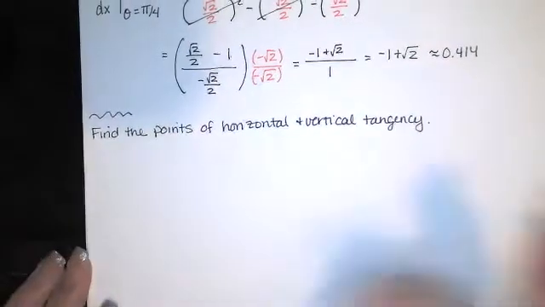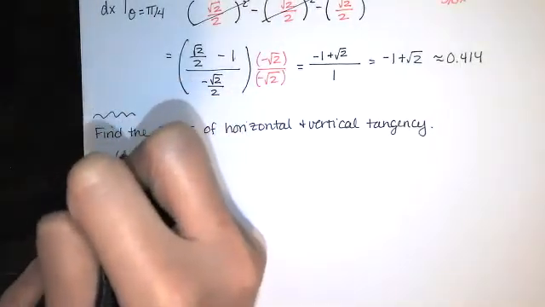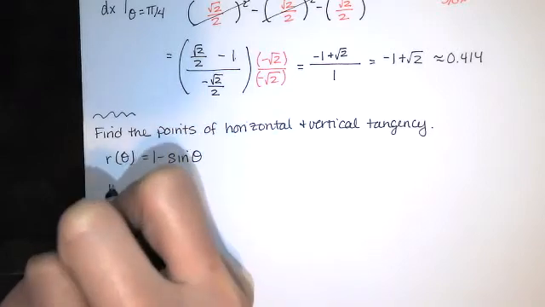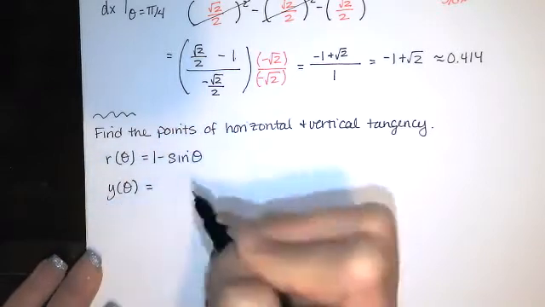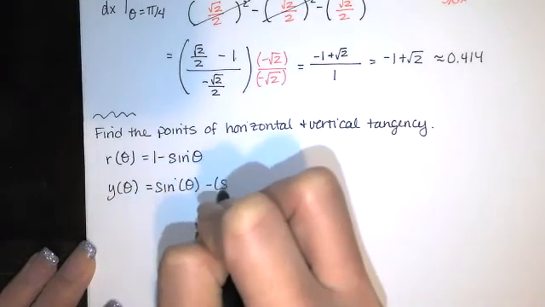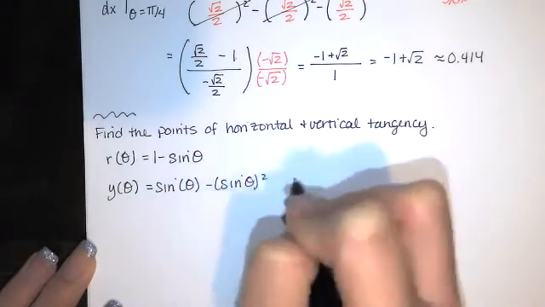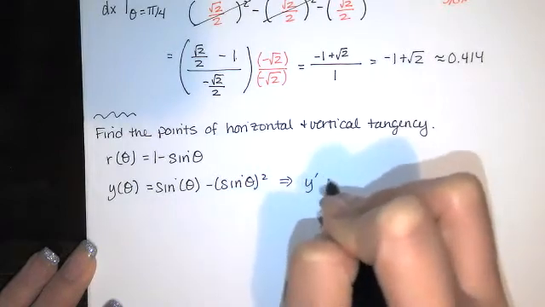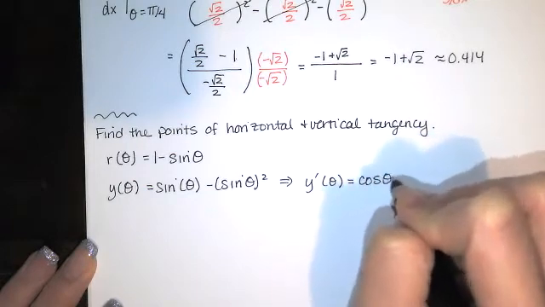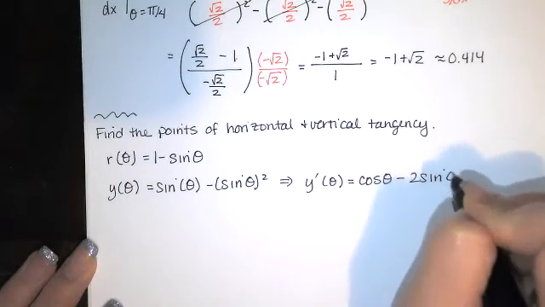So we have the same function. R is equal to 1 minus sine of theta. And earlier we said that y of theta was sine of theta minus sine squared theta. And that implied that y prime of theta was cosine of theta minus 2 times sine of theta times cosine of theta.